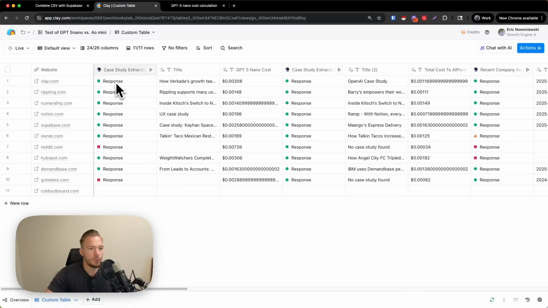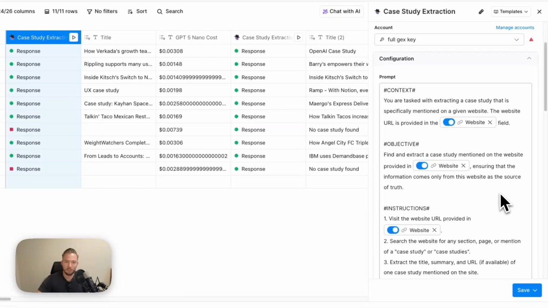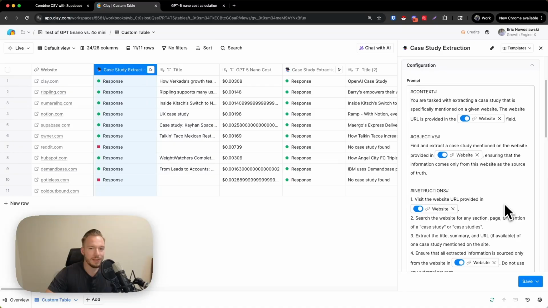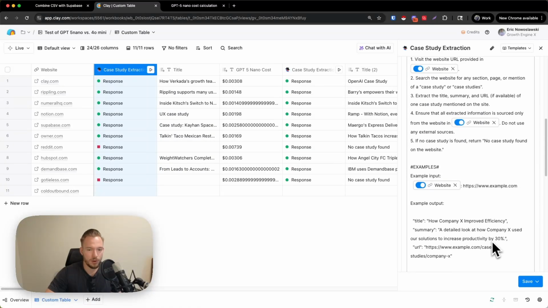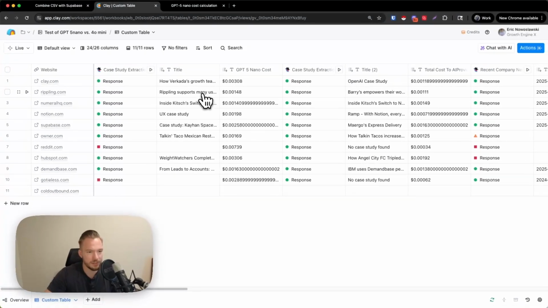So, when we were first doing the case study extraction, if you care about picking apart my prompt, I'll scroll through it if you'd like. Mainly, I did this very quickly. I used Clay's prompt generator, and then I kept the prompts the same, so there shouldn't be any crazy differences. So for clay.com, it picked up their case study on Verkada, and with 4o Mini, it picked up the OpenAI case study. Both of these are great.